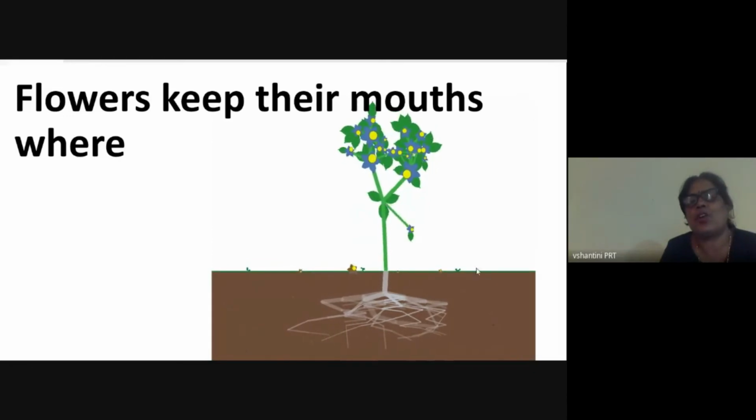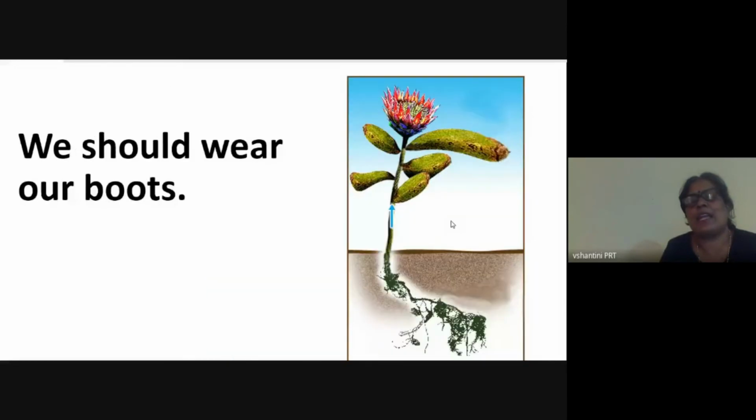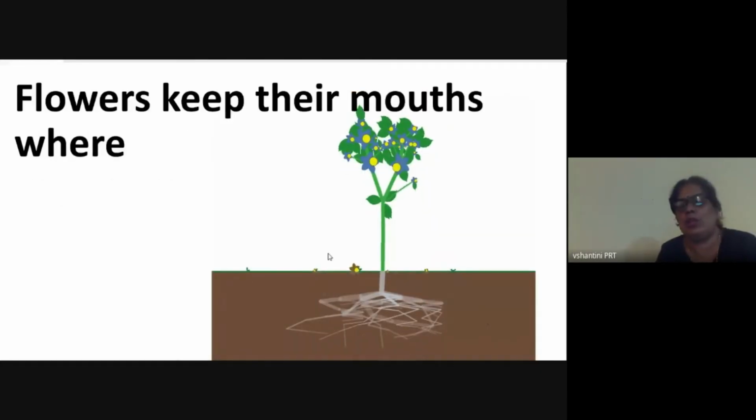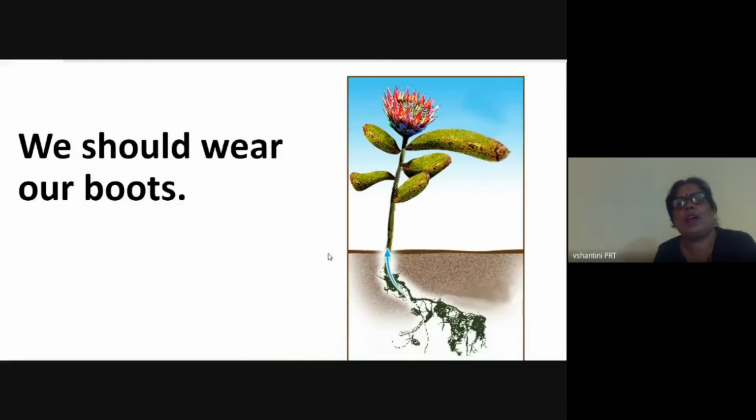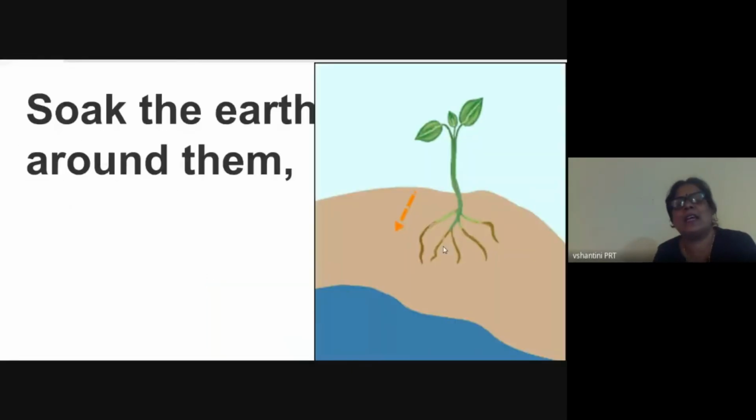If this is the soil and this is the plant, we'll be standing here, right? So where will we be standing? We'll be standing here. Similarly, remember that plants must be watered at their roots as we eat from our mouth. The flower's mouth lies at the root where we actually wear our shoes. That is, this is the place.